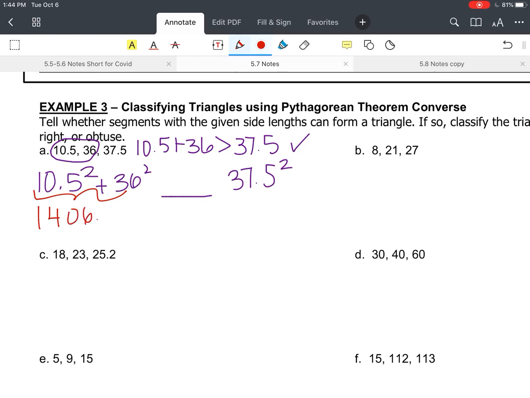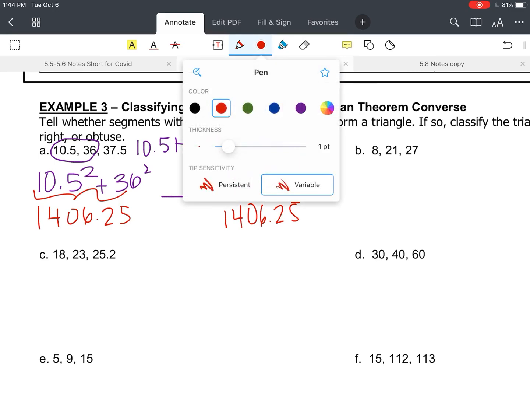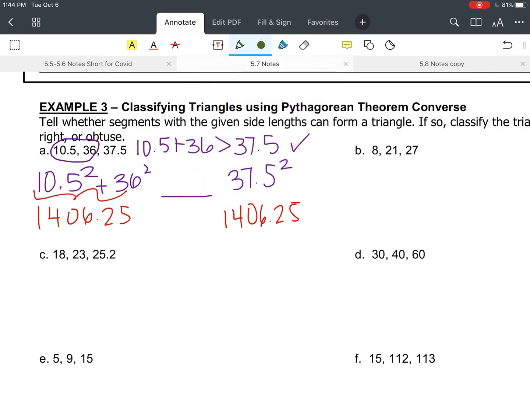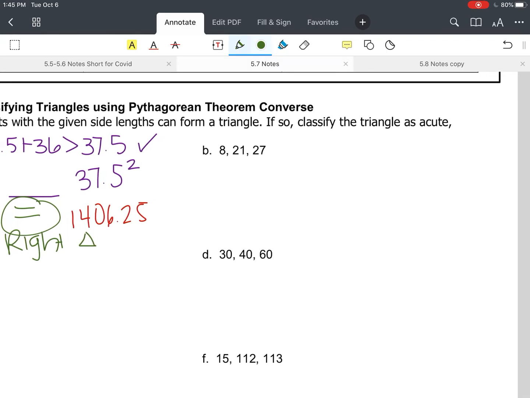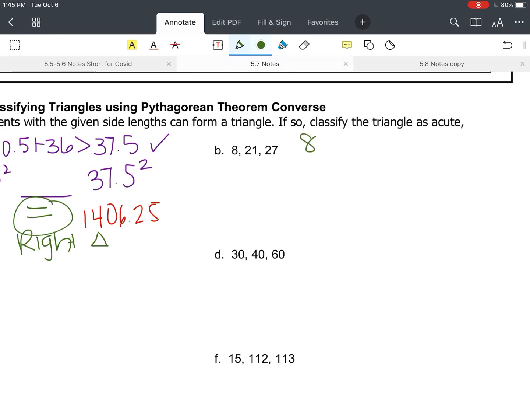Putting just 10.5 squared and 36 squared, adding them together in the calculator, I get 1,406.25. 37.5 squared is 1,406.25. Comparing these two numbers, these numbers are equal. So because they're equal, this is a right triangle. So that's how you apply the Pythagorean theorem converse. So we're going to repeat that process again in letter B.